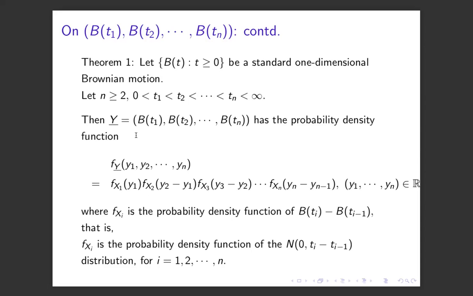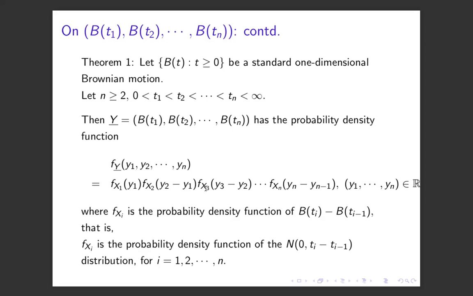has the probability density function f sub Y at a point (y1, y2, ..., yn) equal to f sub X1 at y1, the first coordinate point, multiplied with f sub X2 at y2 minus y1, the difference between y2 and y1. This y2 minus y1 can be negative. Even y1 can be negative and so on. Please keep that in mind. These are not time points. These are any distinct points in R.